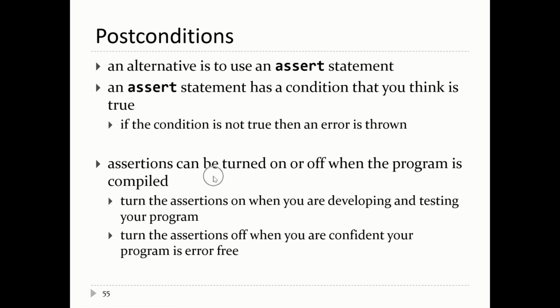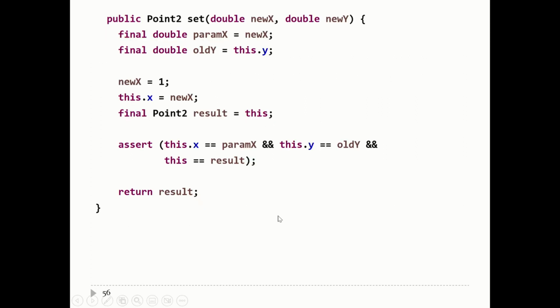Now the nice thing about assertions is you can turn them on and off. When you compile your program, you can either activate or deactivate assertion checking. The idea is that when you're developing, testing, or maintaining your program, you turn assertions on to help you find bugs. When you're confident that your code is correct, you turn them off, which disables the testing of the assertions. So instead of writing that if statement, you just replace it with an assert statement.